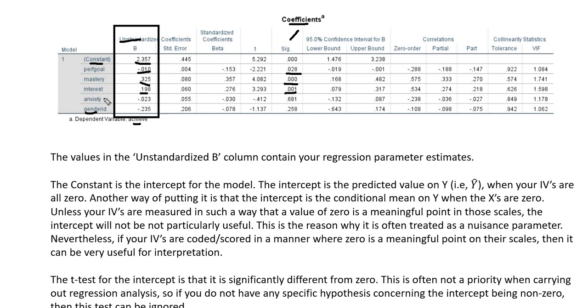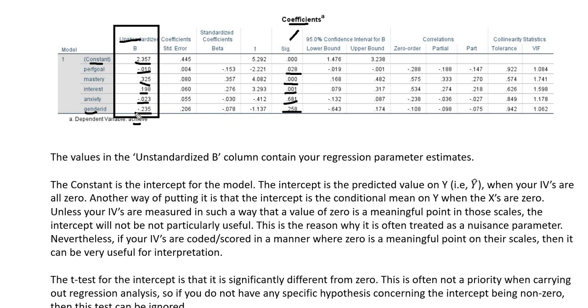So three predictors right there are significant predictors. Anxiety has a negative predictive relationship. Basically, higher scores on anxiety are associated with lower predicted scores on achievement, but that is non-significant. So anxiety is not really contributing to the model. Gender ID has a negative coefficient, and it's non-significant.